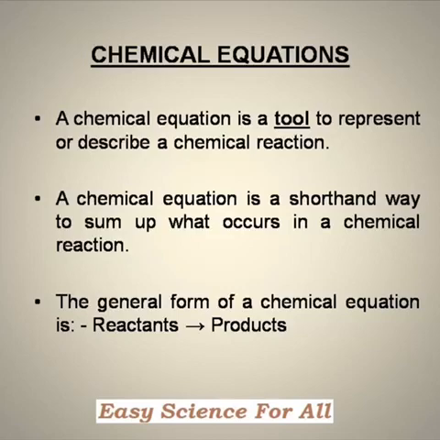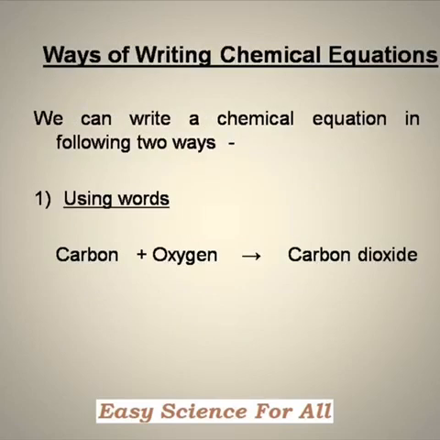As you can see, the reactants are supposed to be written on the left hand side of the arrow, whereas products are to be written on the right hand side of the arrow. We can write a chemical equation in two ways. One way is to use words for writing a chemical equation. Such an equation is known as a word equation.